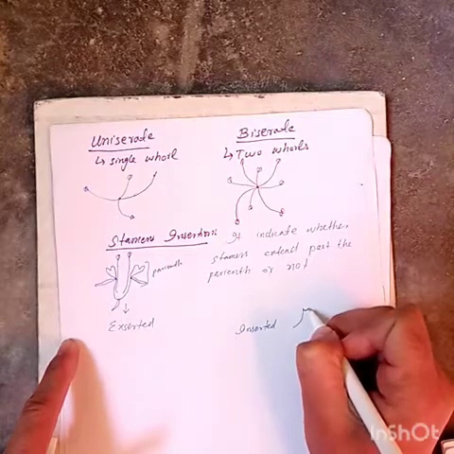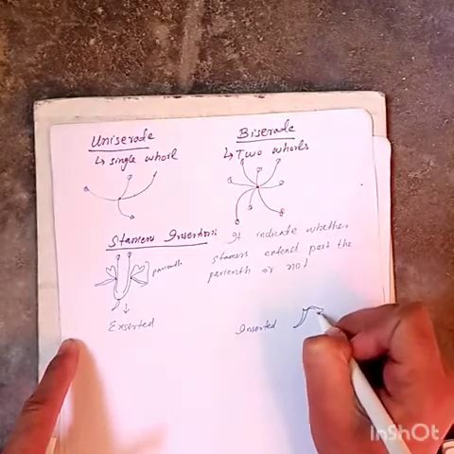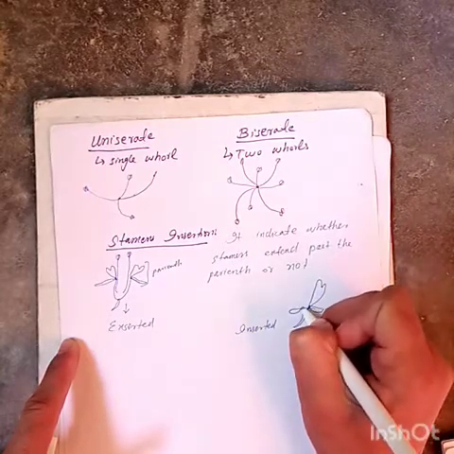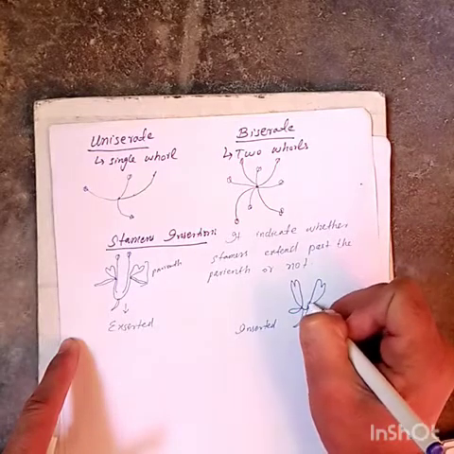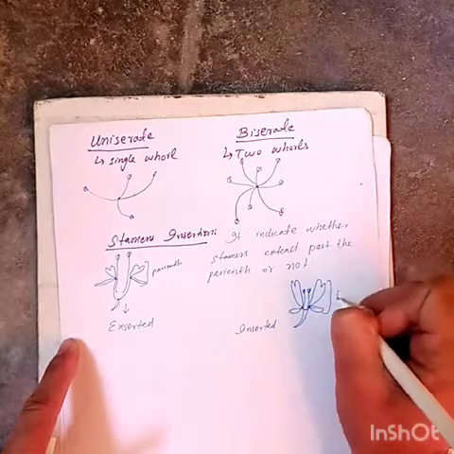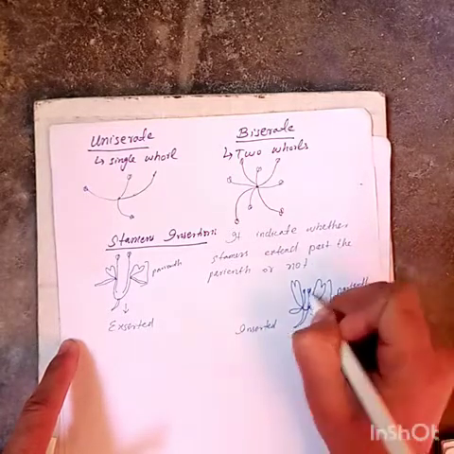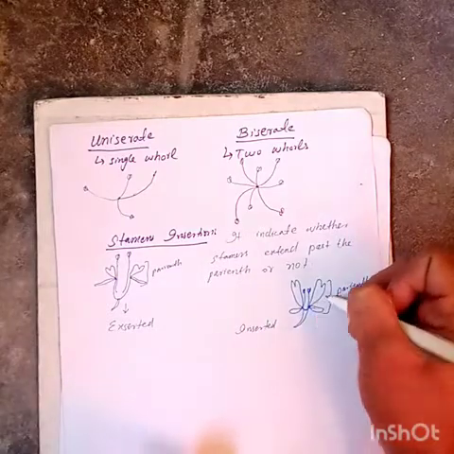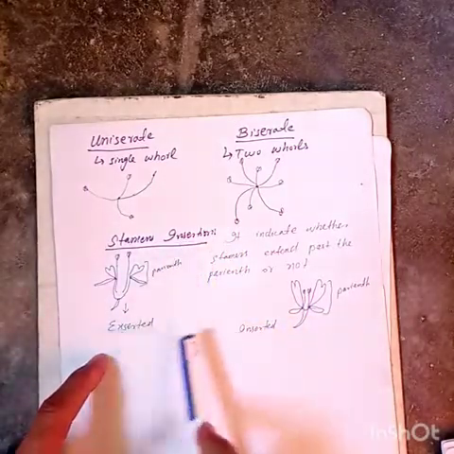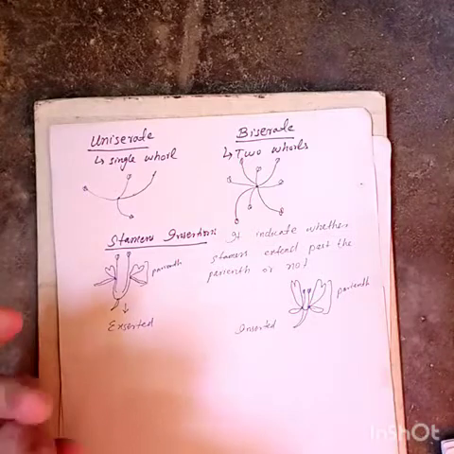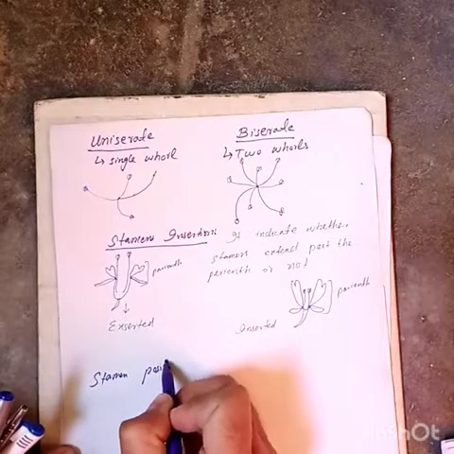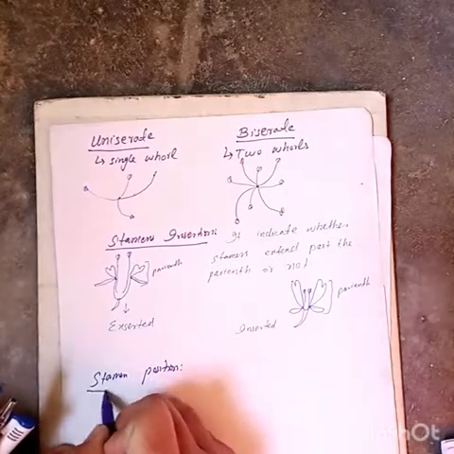Let's suppose this is a flower having sepals and petals, and the stamens remain inside the perianth. This is the perianth. The stamens all remain inside the perianth. So these are on the basis of stamen insertion, exserted and inserted. Now stamen position.